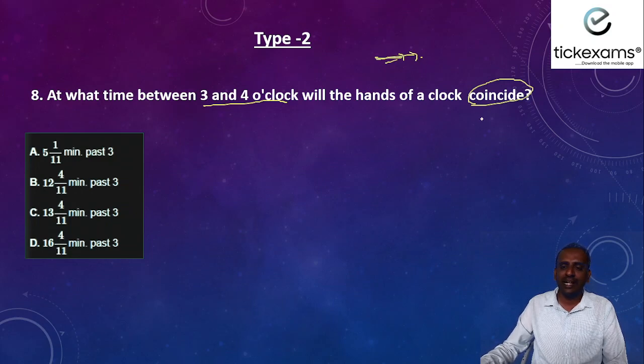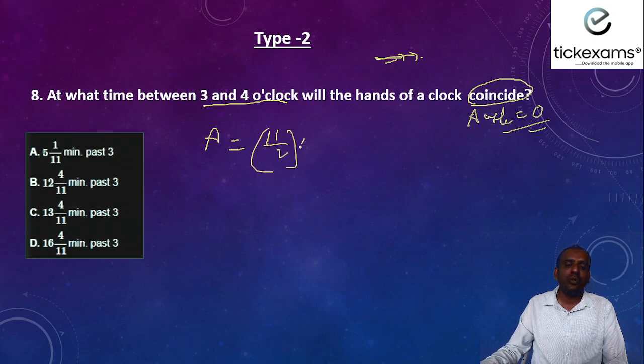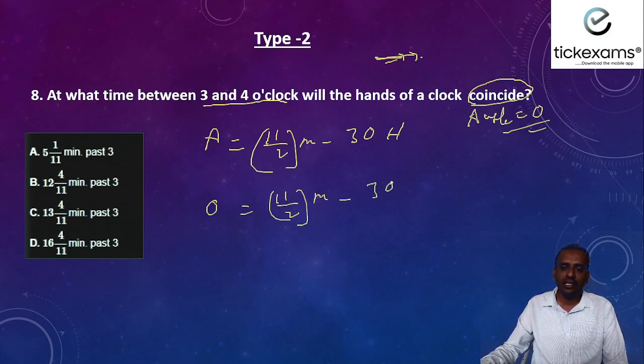So when they coincide, the angle will be 0. So whenever they are coinciding, it means the angle is equal to 0. We will use the same formula. A is equal to, since it is in the first half, 11 by 2 m minus 30 h. So angle is given, angle is 0. 0 is equal to 11 by 2 m minus 30 into what is h here?